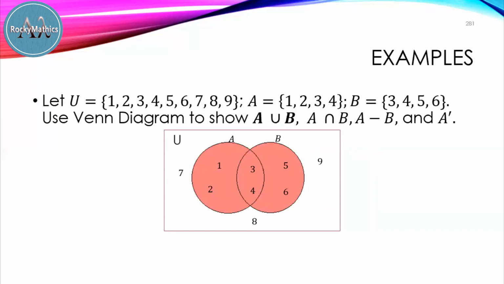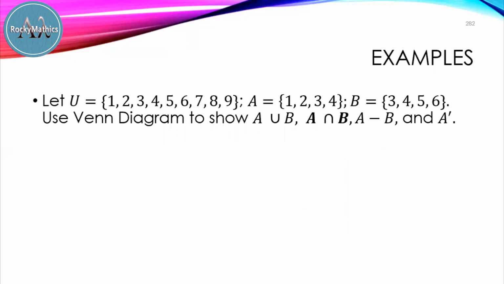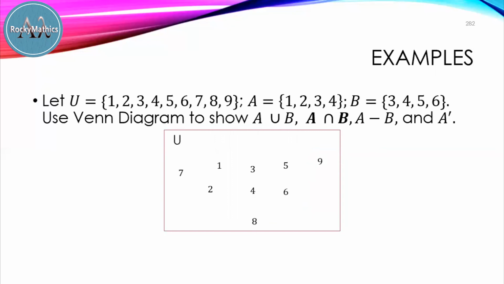How about A intersection B? For the A intersection B, we have to consider all the elements that are found in A and also found in B. So the universal set is 1, 2, 3, 4, 5, 6, 7, 8, 9. Now, this is the intersection of A and B. So what are the elements in the intersection? The 3 and 4, because 3 and 4 are found in A and also found in B. So this is how we describe the intersection using the Venn diagram.